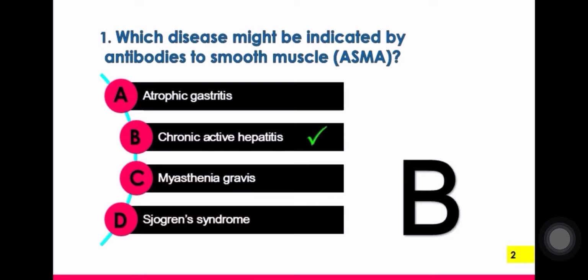Okay, the correct answer is letter B, chronic active hepatitis. Remember, antibodies to smooth muscle are found in the serum of up to 70% of patients with active chronic hepatitis. Just remember anti-smooth muscle antibody for chronic active hepatitis.